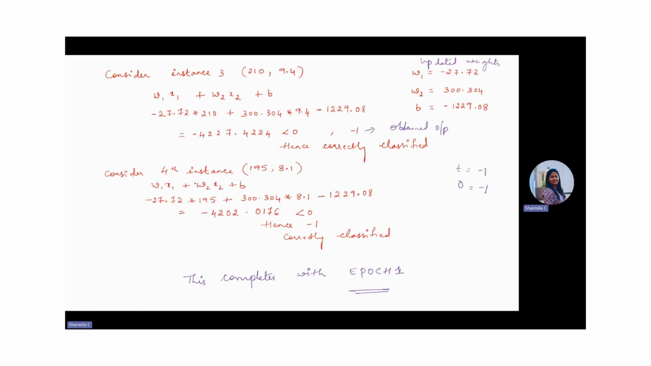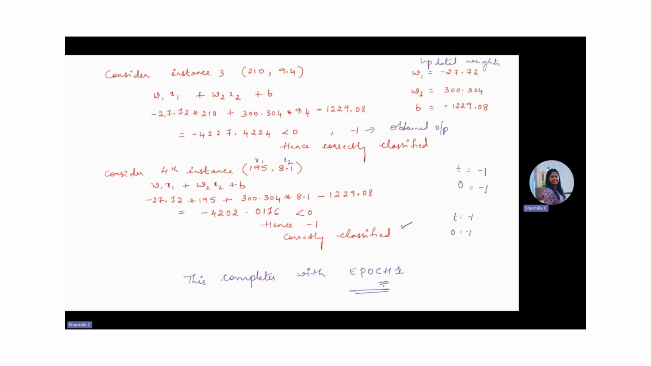Next, consider the fourth instance. When you consider the fourth instance, this is your x1, this is your x2. These are the weights you need to consider. Do the summation. You will get this value. This is given as an input to your activation function. Since it is less than 0, it is classified as -1. So the target is also -1, and the obtained is also -1. Hence, it is correctly classified. So this completes one cycle, which is called epoch 1.